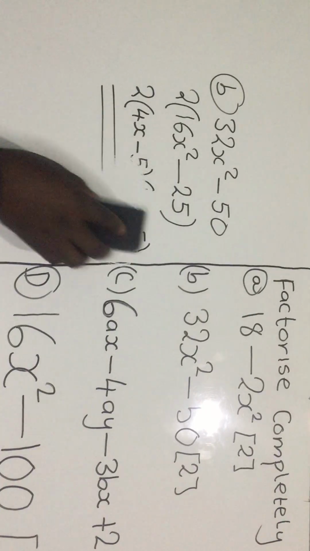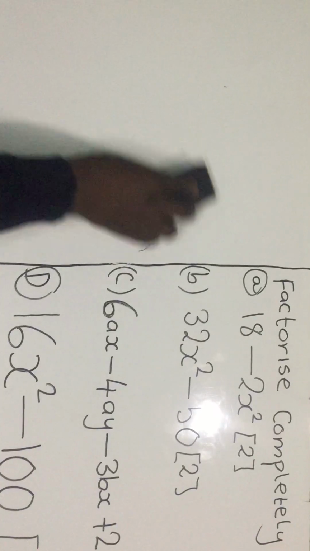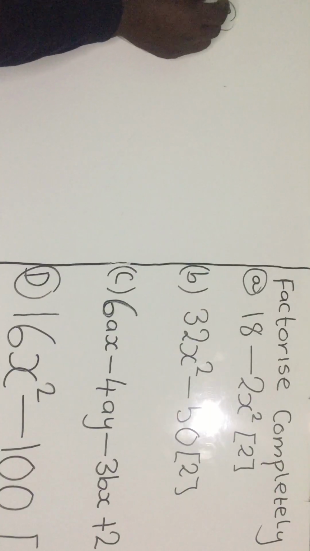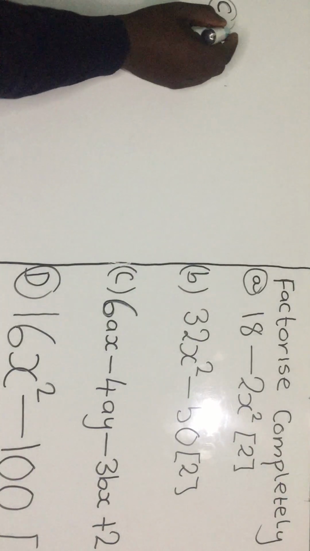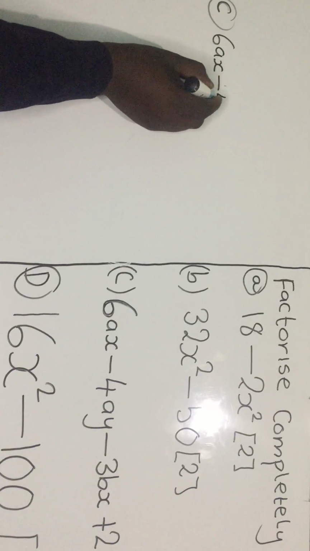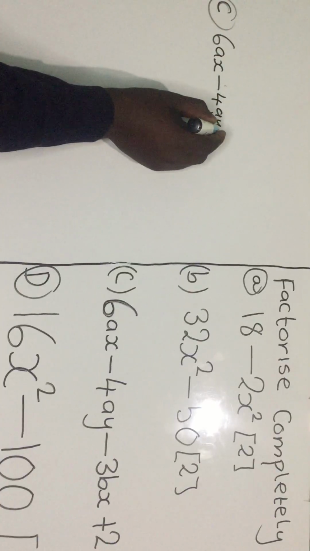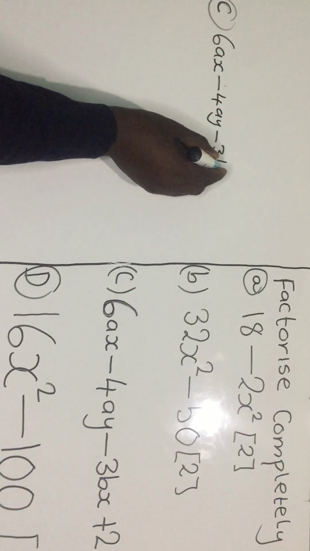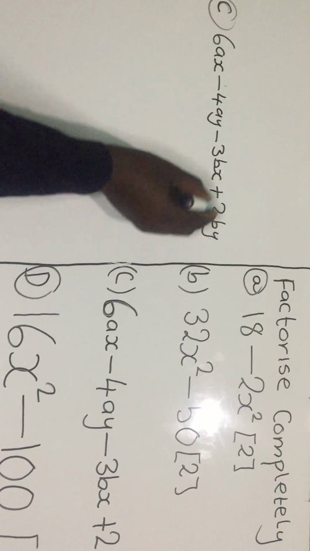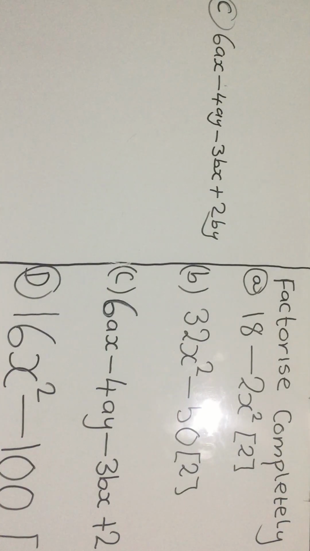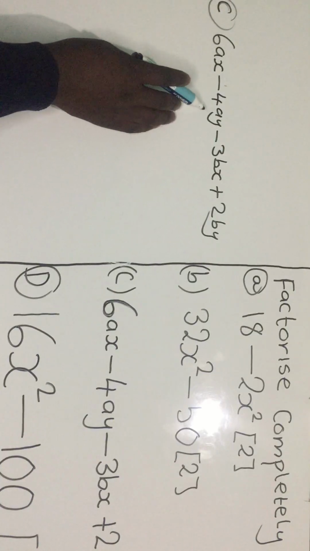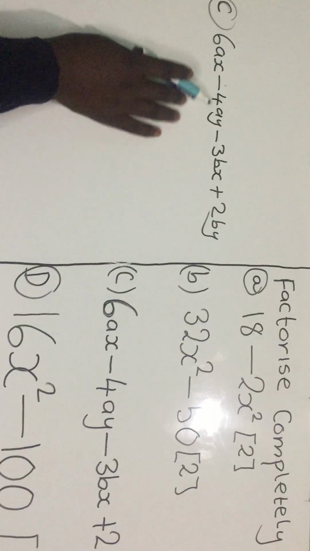Question C is 6ax minus 4ay minus 3bx plus 2by. This is the question. Once you are factorizing, you start from this side. On this side, you look for the number which can go into both.